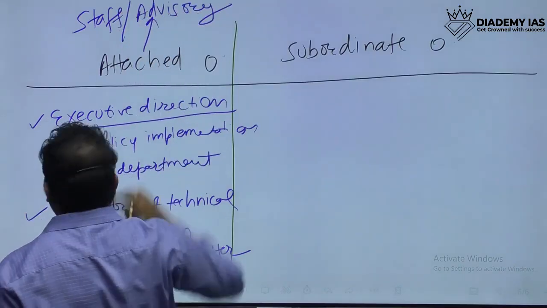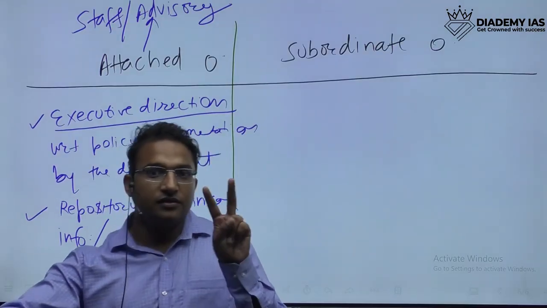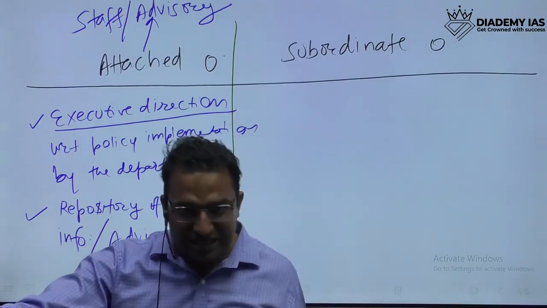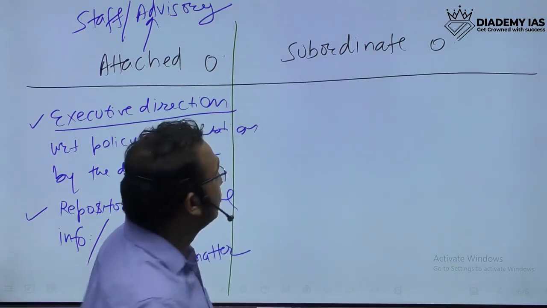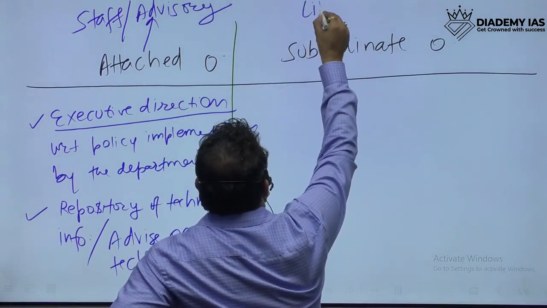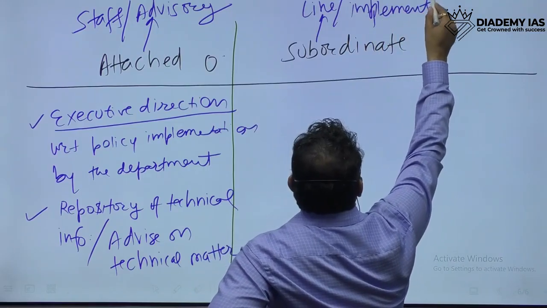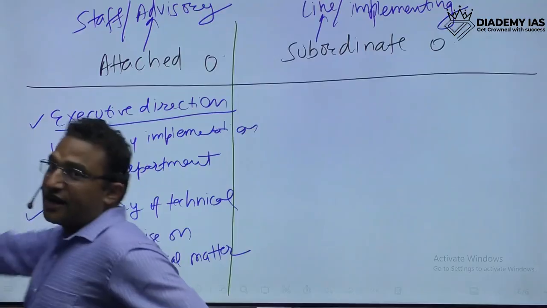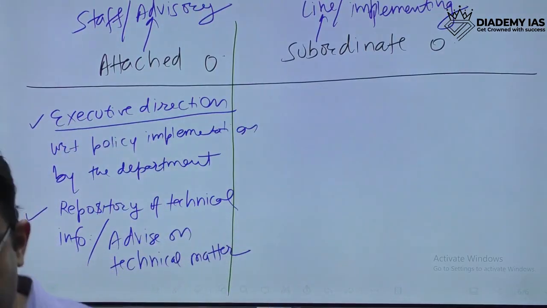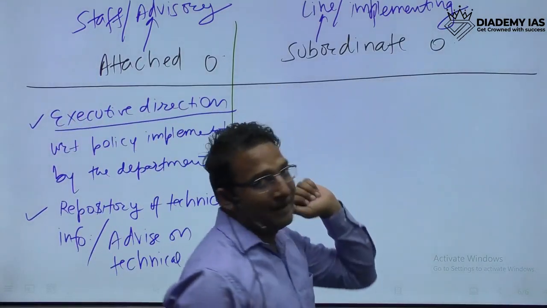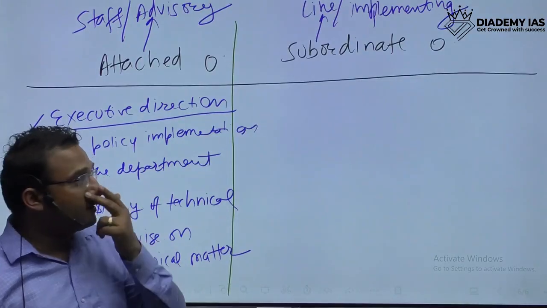In management there is a concept that any authority or agency can be of two types: either a staff agency or a line authority. The subordinate offices are the line authority or implementing authority. Attached offices are the advisory bodies, and subordinate offices are the implementation bodies.